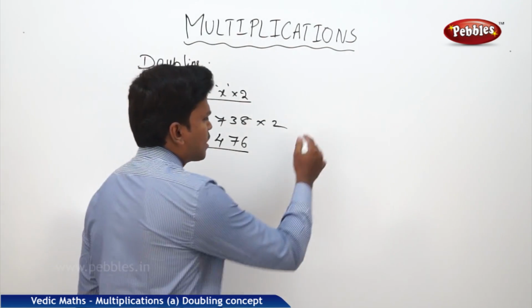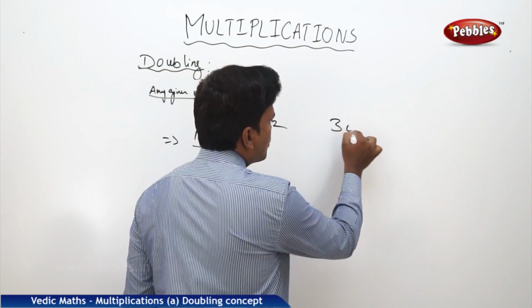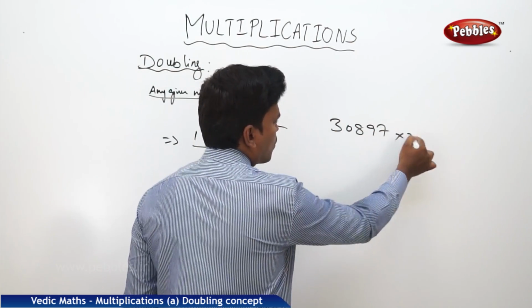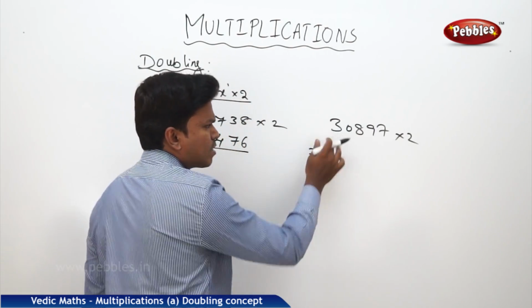One more example fastly. So I need 30897 into 2. Okay, make it fast. 2 3s are 6, but 6 only.